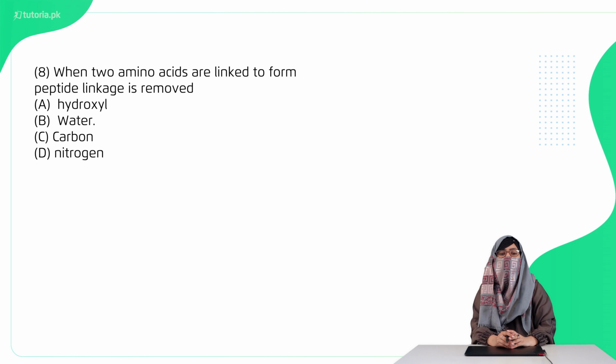Question 8 है when two amino acids are linked to form peptide linkage is removed. Option A hydroxyl, option B water, option C carbon, option D nitrogen. The right option है option B water.